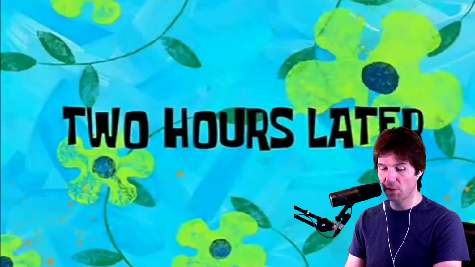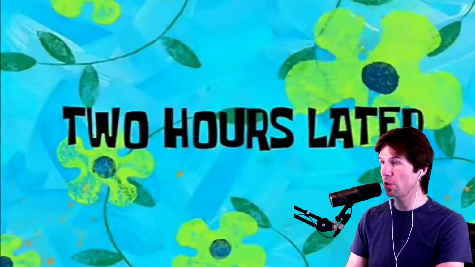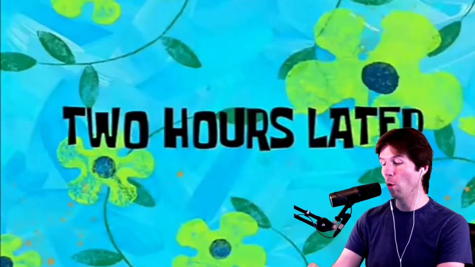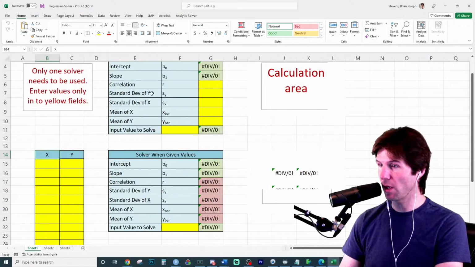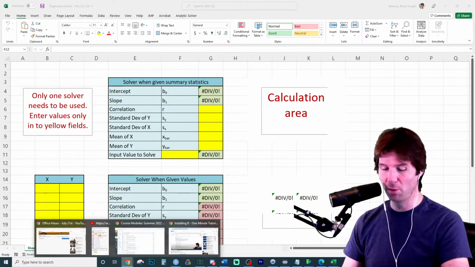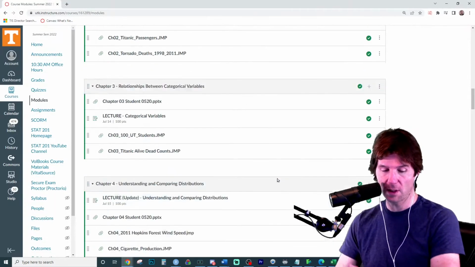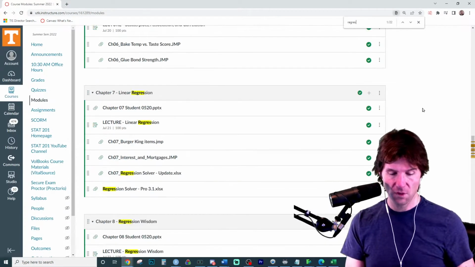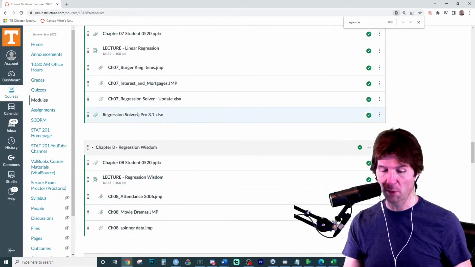When you are doing the MyPearson work, I highly suggest using JMP or the regression solver that I've created. So this is the regression solver. It should be all right here. Do not solve them by hand. Do not solve them. You see right here, the regression solver 3.1.